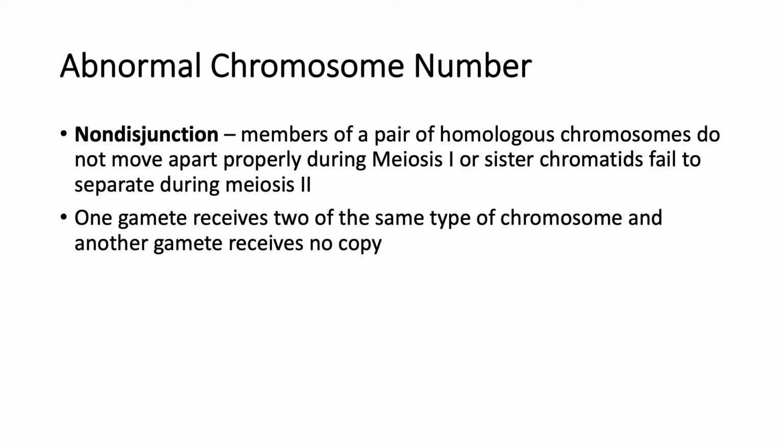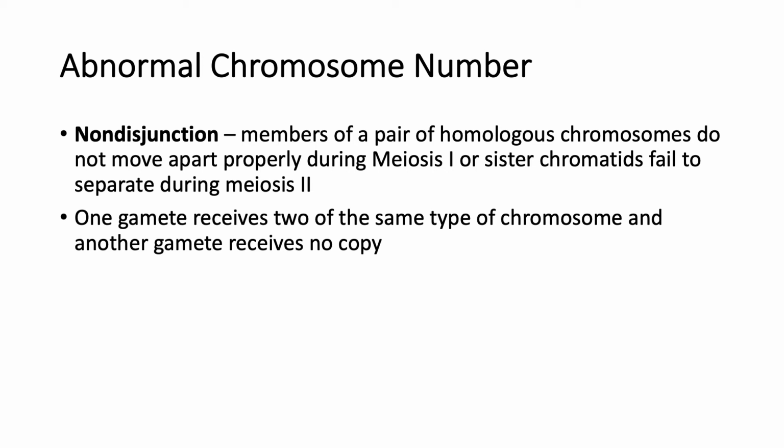In the previous slides, we talked about the different structural alterations of the chromosomes. Now let us move on to the second classification of chromosomal aberration, which is abnormal chromosome number. Ideally, the meiotic spindle distributes chromosomes to daughter cells without error. But there is an occasional mishap called non-disjunction, in which the members of a pair of homologous chromosomes do not move apart properly during meiosis I, or sister chromatids fail to separate during meiosis II.